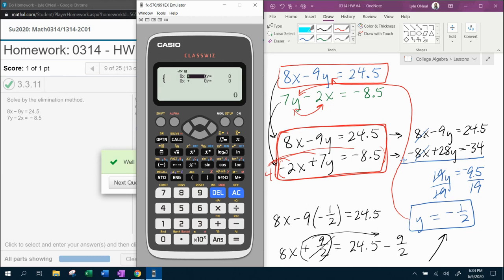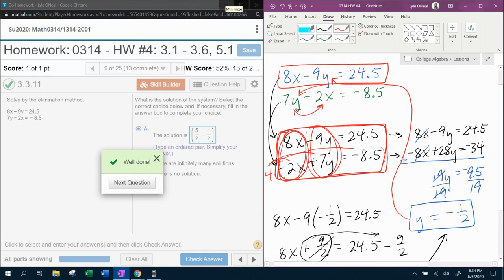So 8x minus 9y equals 24.5, and negative 2x plus 7y equals negative 8.5. And I think it is important to point out that the calculator only works if you enter the problem correctly, and notice that the x's and the y's, they do have to line up. Okay, the x's and y's line up. So if I hit equals, it's going to verify x should have been 5/2 and y negative 1/2. So the calculator is a nice tool to check your work.